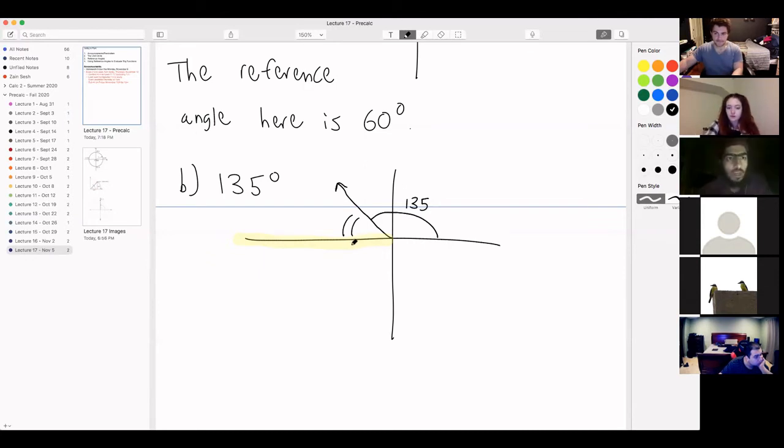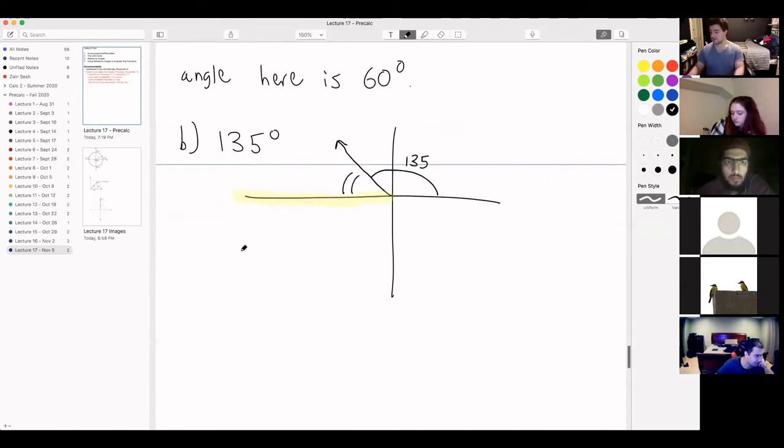Would you subtract 180 from it? Extremely close. I think you meant to say subtract 135 from 180. Yes, that's exactly it. So this angle, the highlighted angle, that's 180. How can I get this missing piece? Well, just do 180 minus 135. Very good.